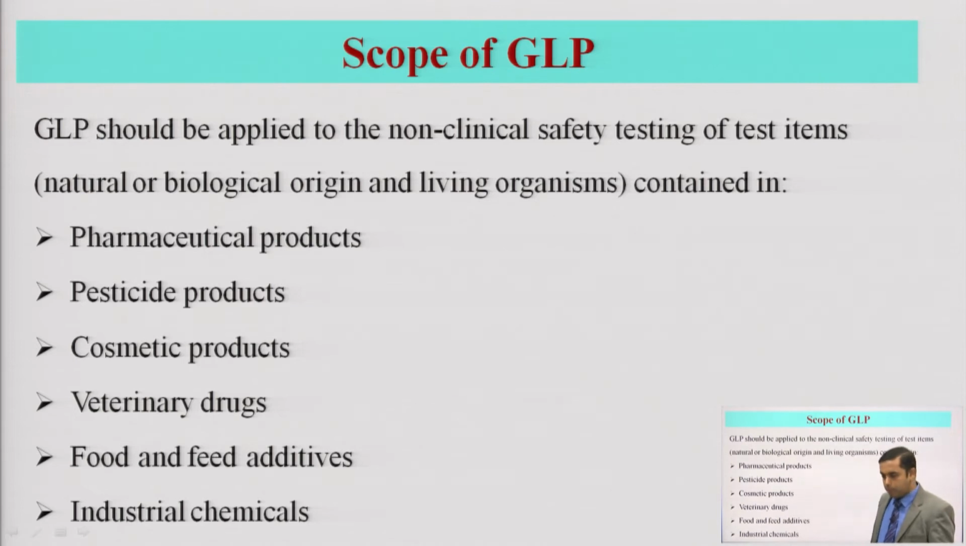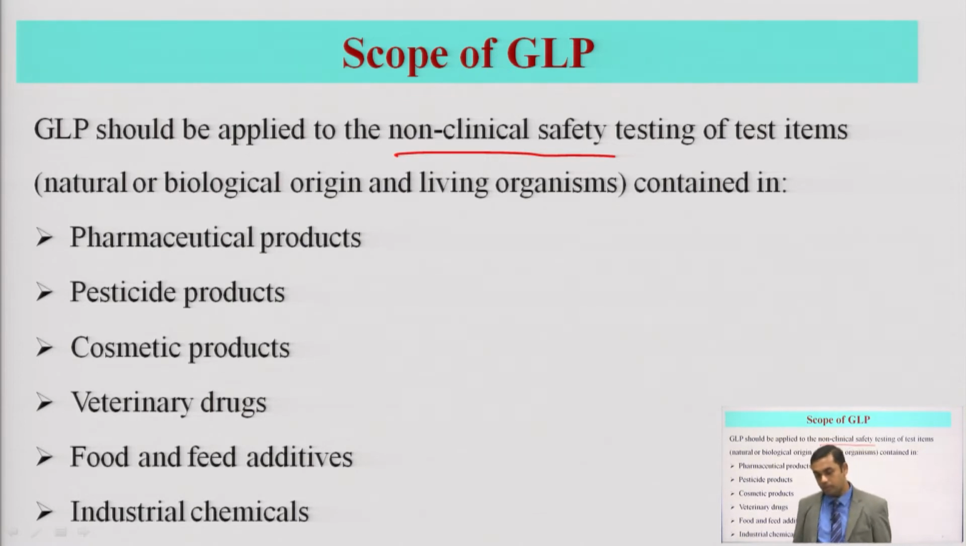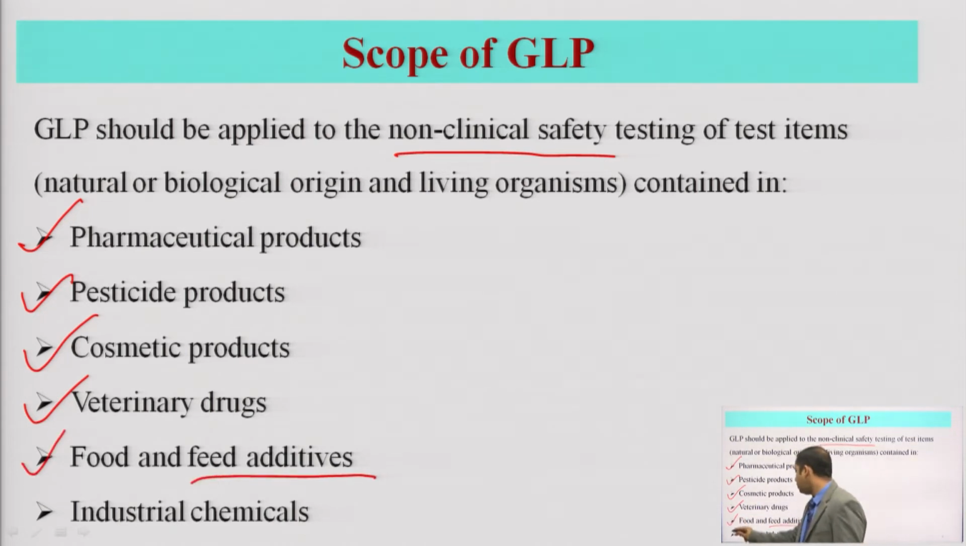So, what is the scope of GLP? GLP should apply to all non-clinical safety testing of test items, for example of natural or biological origin and living systems, contained in pharmaceutical products, pesticide products, cosmetic products, veterinary drugs, food and feed additives, and also industrial chemicals. So, in every case GLP is applicable, because GLP helps to minimize various kinds of risk, and it can minimize a lot of issues that we actually face.